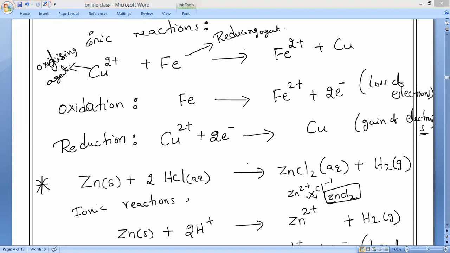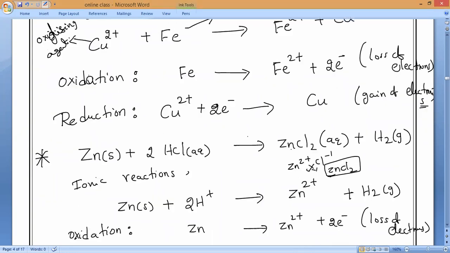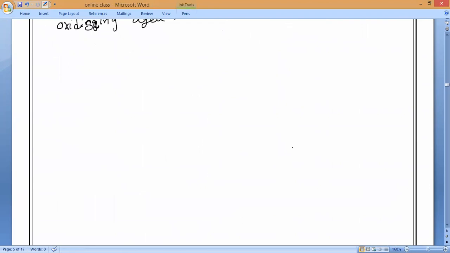Why is iron the reducing agent? Who is going to lose the electrons? Iron is going to lose the electrons, so it turns into iron 2+. Copper ion is going to gain the electrons so it turns into copper atom. So loss of electrons, reducing agent; gain of electrons, always oxidizing agent. Clear everybody? Now the last example I will make.